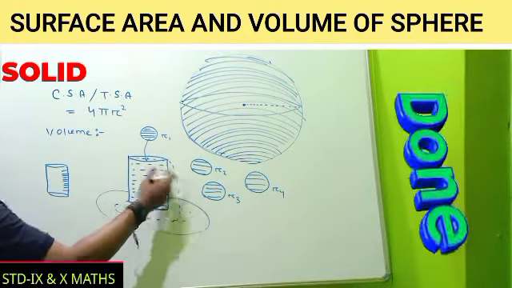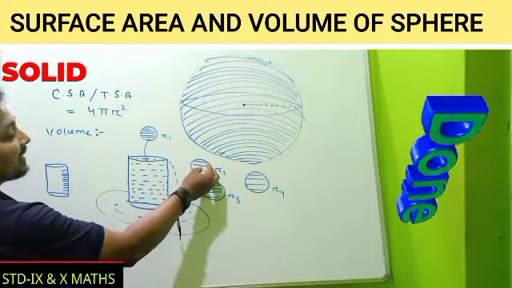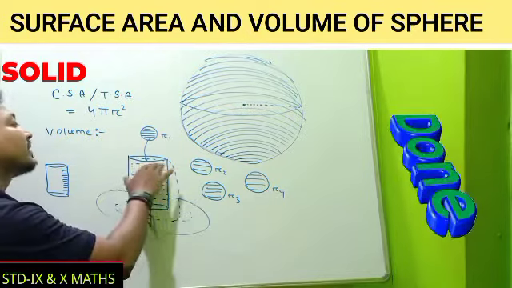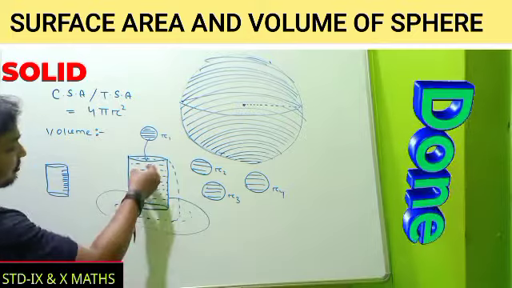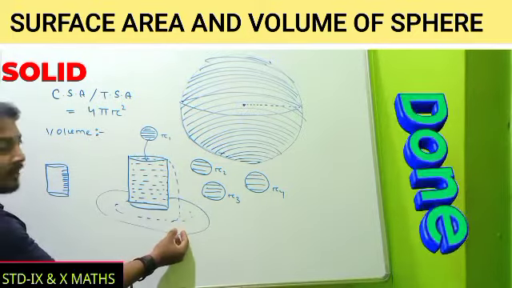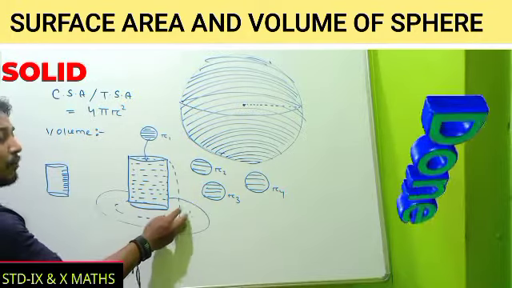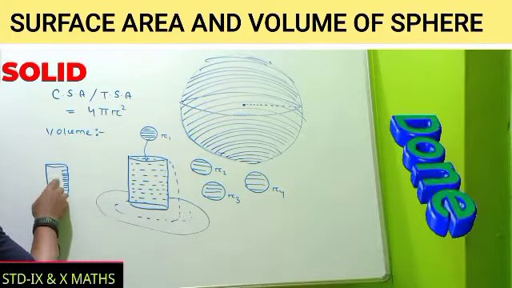Then I conduct the same experiment once again. I put another sphere inside the cylindrical vessel. Once again the vessel has to be filled completely with water, and some water will overflow. So the volume of this sphere is 100% the same as the volume of the overflowed water. Once again I collect that water and put it here.